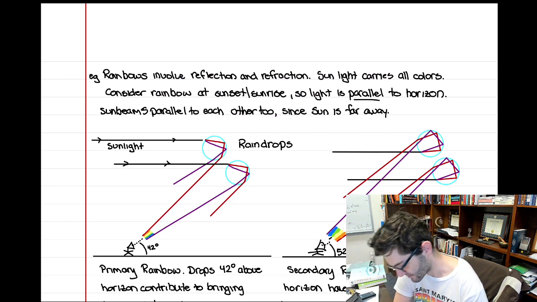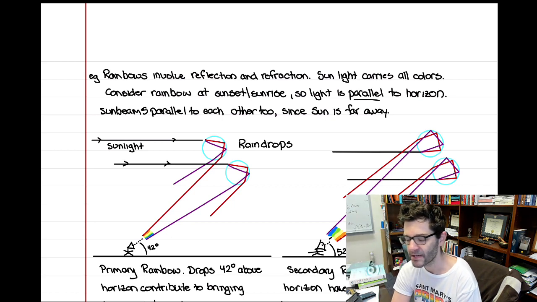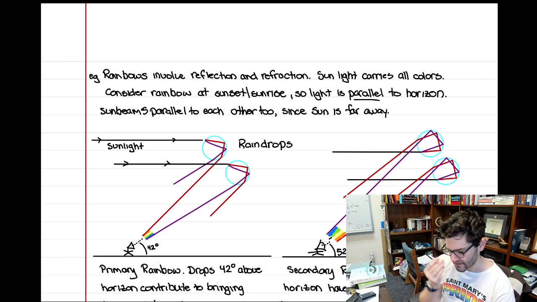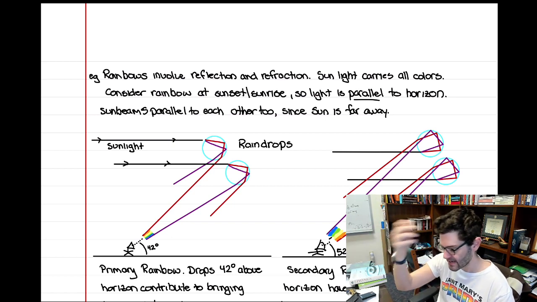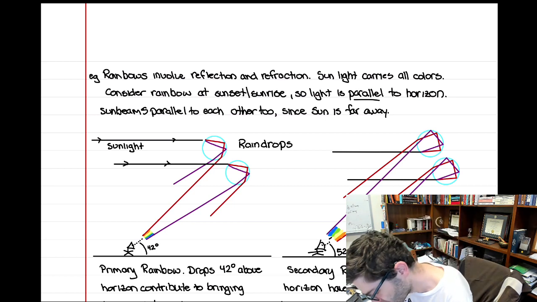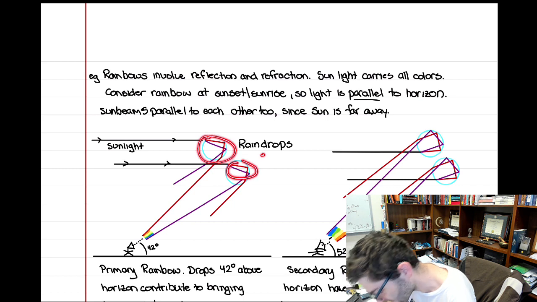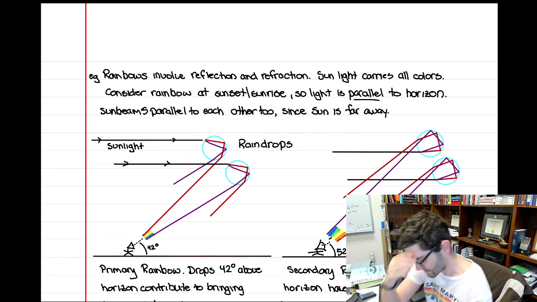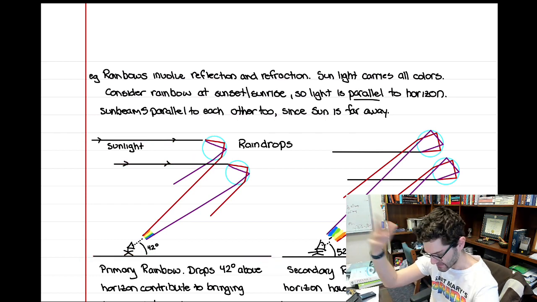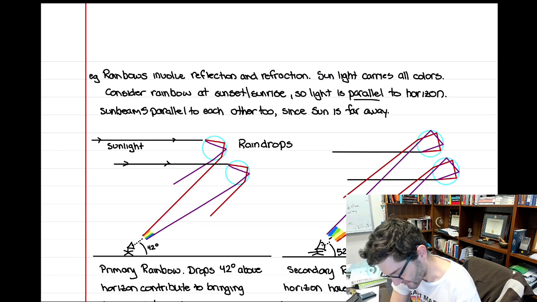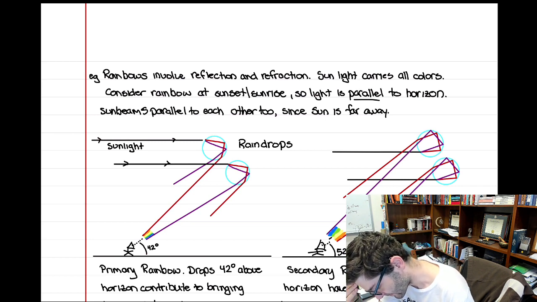So here I drew some examples of making a rainbow around sunset. If it's recently rained or there's a lot of water vapor in the air and it's sunset, I drew some raindrops, these big blue blobs, and sunlight coming in more or less along the horizontal compared to the ground. Again, that's why I said sunset or sunrise. In that case, the sunlight rays come in parallel to the ground.